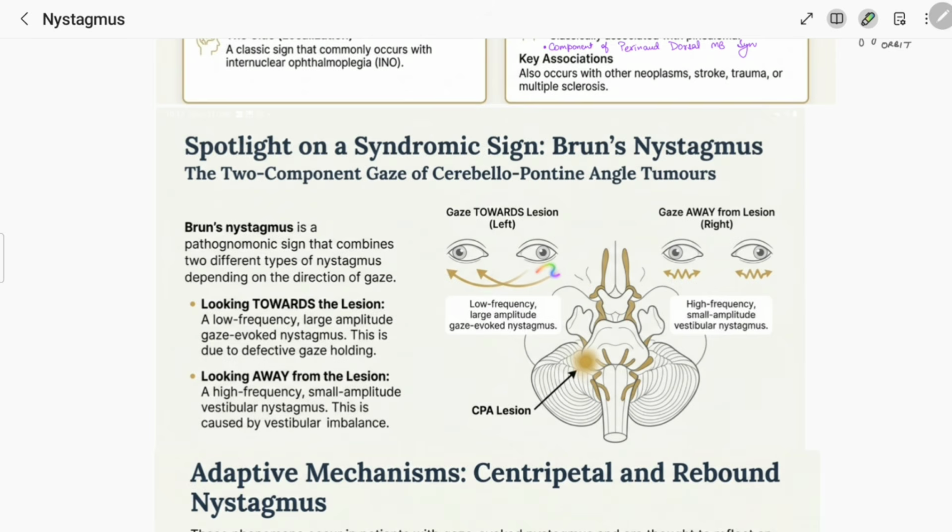When we gaze towards the lesion, like if there's a lesion in the left side of the brain and the eyes are going in the left direction, then there will be a low frequency, large amplitude gaze-evoked nystagmus. The other component will be away from the lesion: the lesion was in the left and the person is trying to see in the right, then there will be a high frequency, small amplitude vestibular nystagmus. As I told you how to document the nystagmus, these are some easy ways to recognize it.